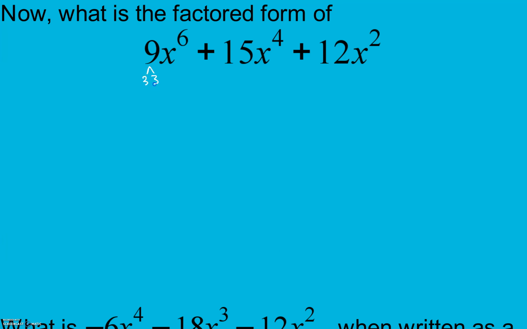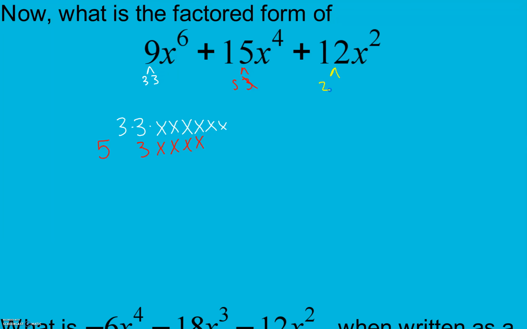9 is 3 times 3. We're trying to write this in factored form, so we need to figure out what our greatest common factor is, factor that out, and then multiply by everything that's left. So I have 3 times 3, x to the 6th power, so 6x is there. 15 is 5 times 3. So I put a 3 in my 3 column and make a 5 column. X to the 4th means I fill 4 of my x columns.